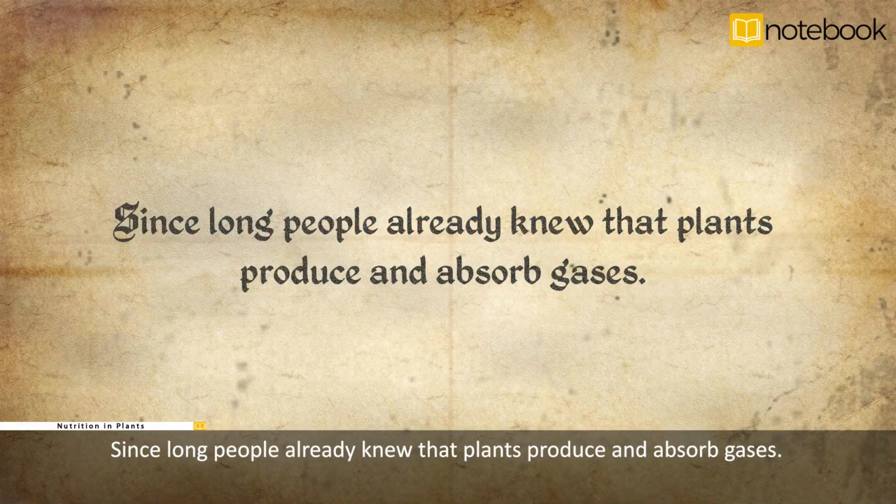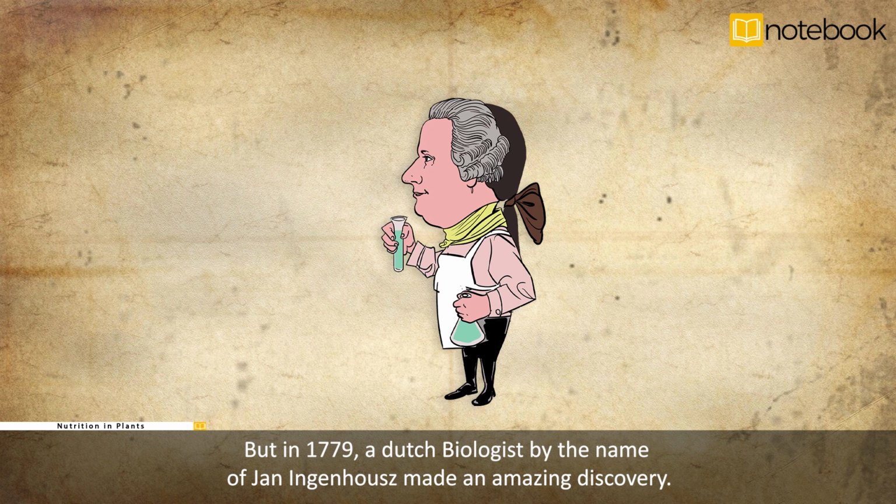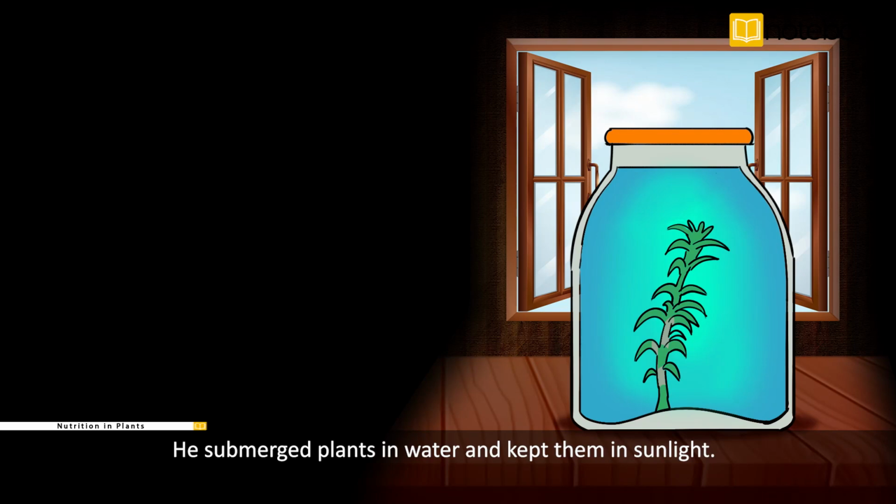Since long, people already knew that plants produce and absorb gases. But in 1779, a Dutch biologist by the name of Jan Ingenhousz made an amazing discovery. He submerged plants in water and kept them in sunlight.